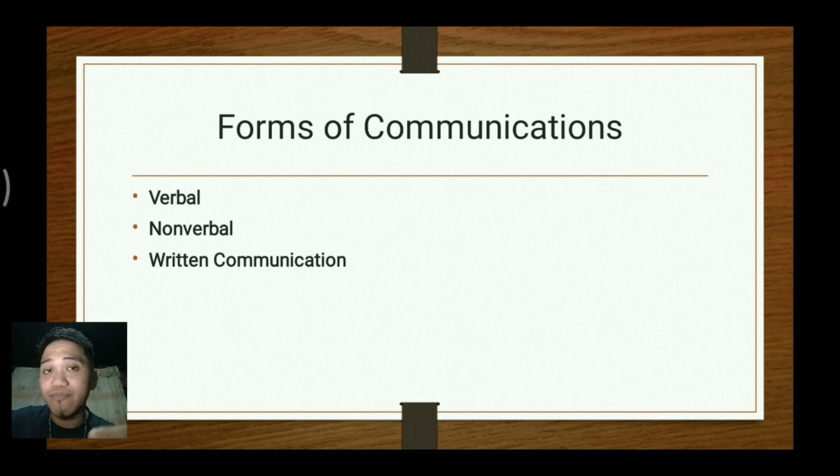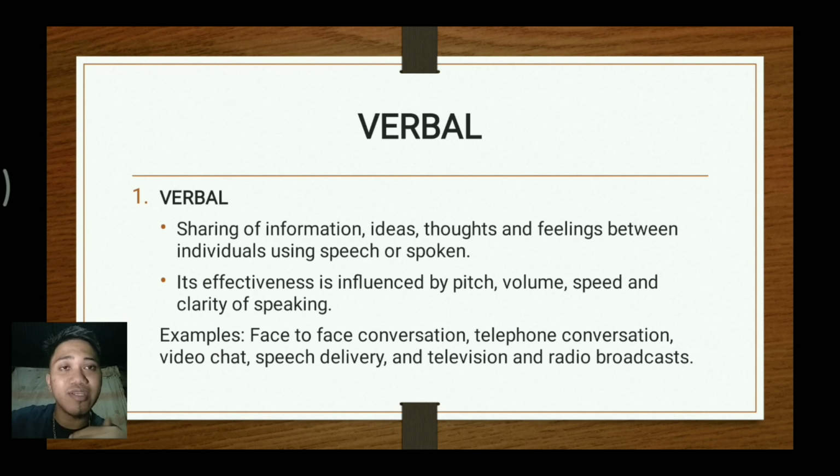There are forms of communications. We have verbal, non-verbal, and written communication. So let's proceed with verbal communication. Verbal communication is sharing of information, ideas, thoughts, and feelings between individuals using speech or spoken words. Its effectiveness is influenced by speech, volume, speed, and clarity of speaking. Examples: face-to-face conversations, telephone conversations, video chat, speech delivery, and television and radio broadcasts.